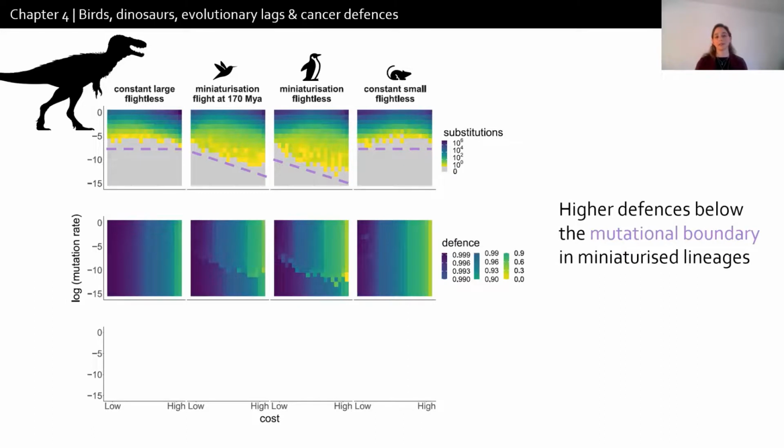And now we can look at the miniaturization cases. So here the mutational boundary comes into play. Here I already told you that there were no substitutions. So this parameter region first kept the dinosaurian cancer defenses. And above this mutational boundary, they evolved to the level of cancer defenses that were optimal for their body size and their flight situation.